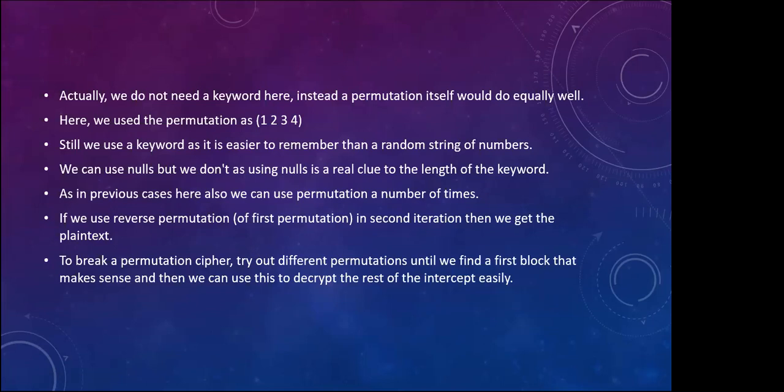Here we can also use it in an iteration form: once we permute it with a particular permutation, the second time we can encrypt it with a different permutation or with the same permutation as well. And if we decrypt our ciphertext with the inverse permutation that we used for encryption, we will get our plain text back. This is one thing we can observe here.